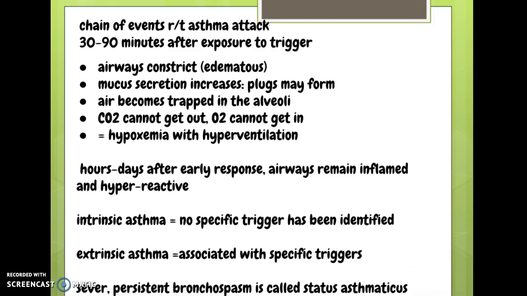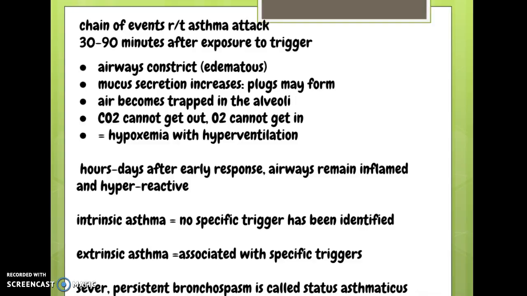The airway then constricts and becomes edematous. Mucus secretion increases, forming plugs in the airways. Obstruction causes air to be trapped in the alveoli. So even though the alveoli are perfused with blood from the heart, the CO2 or carbon dioxide cannot get out and the fresh oxygen cannot get in. So this is kind of the opposite of pulmonary embolism. Ventilation is affected and not perfusion. The effect is hypoxemia with hyperventilation.